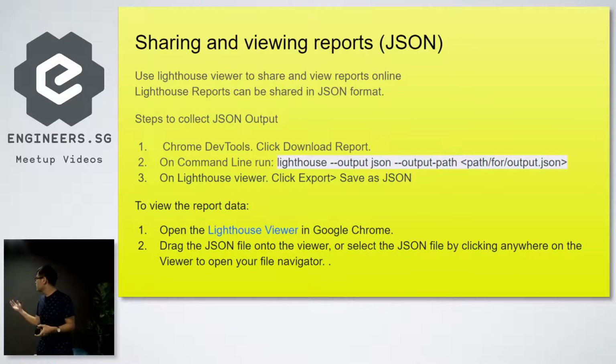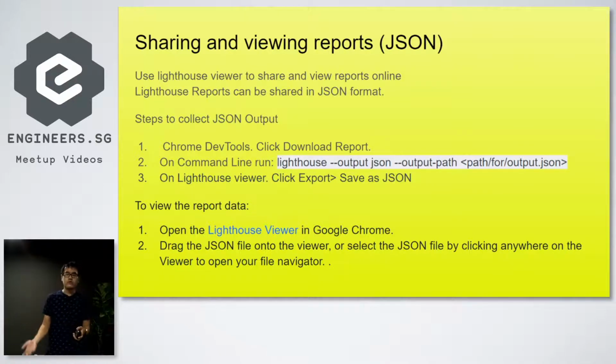Sorry, we run the command to set the Lighthouse output to JSON, and we set the output path. After setting the path, we go back to the Viewer, export the file, and save it in JSON format.